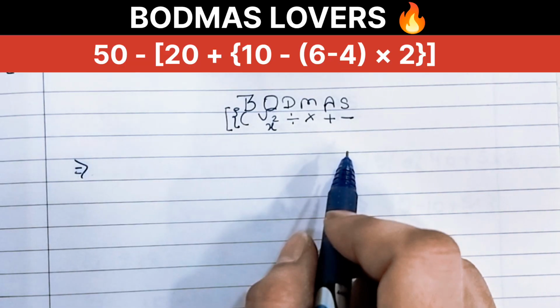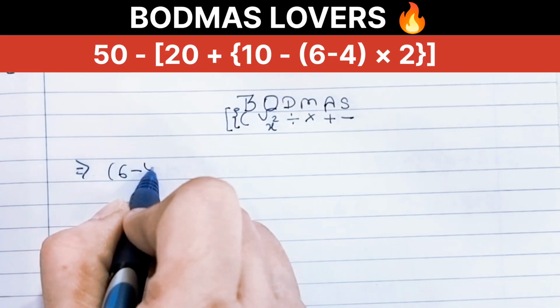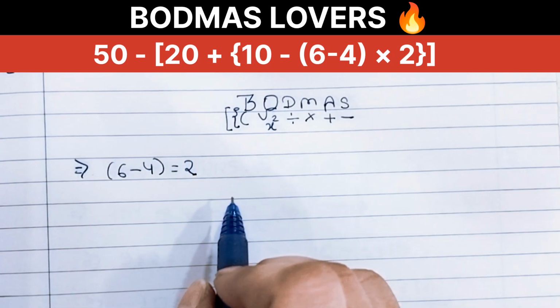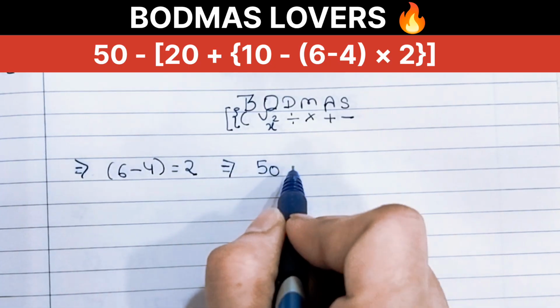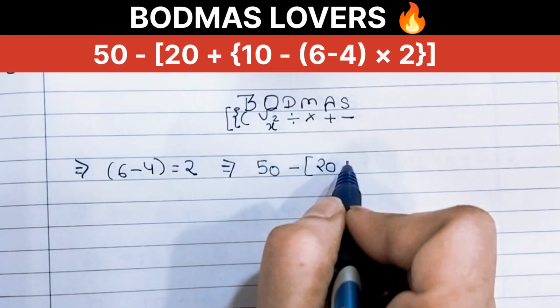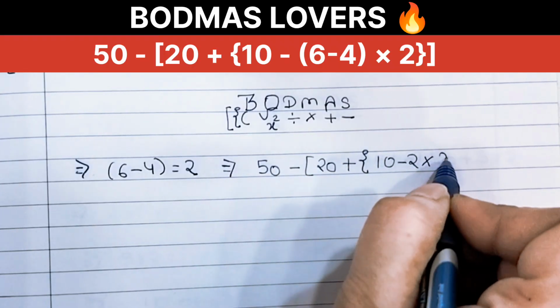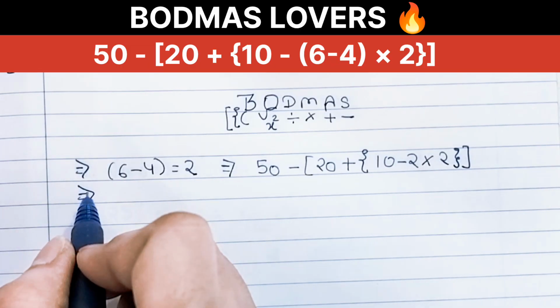First, we solve the inner round brackets. In this expression, we have a round bracket 6 minus 4, and we get 2. According to this step, BODMAS dictates solving the innermost grouping first. And now the current expression becomes 50 minus square bracket 20 plus curly brackets 10 minus 2 multiplied by 2, then curly bracket, square bracket off. Move to the next step.